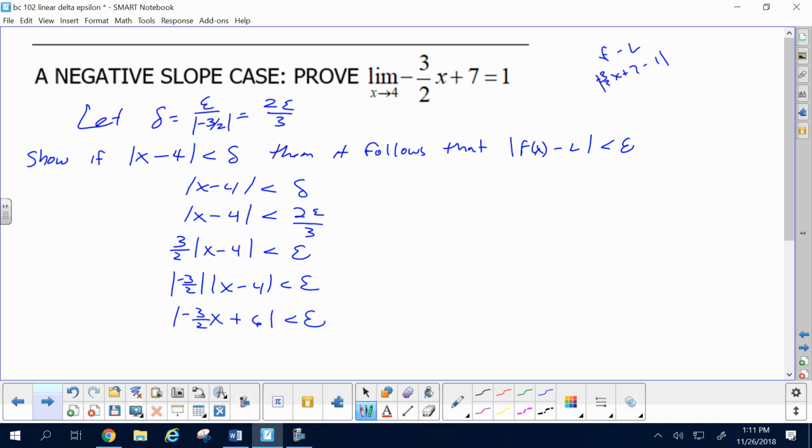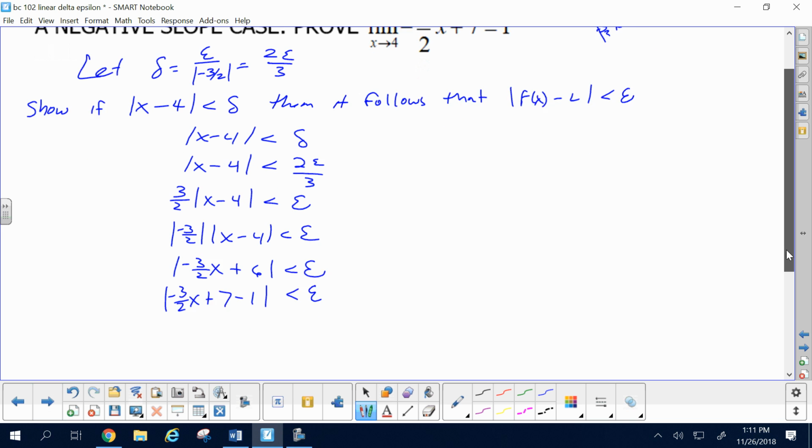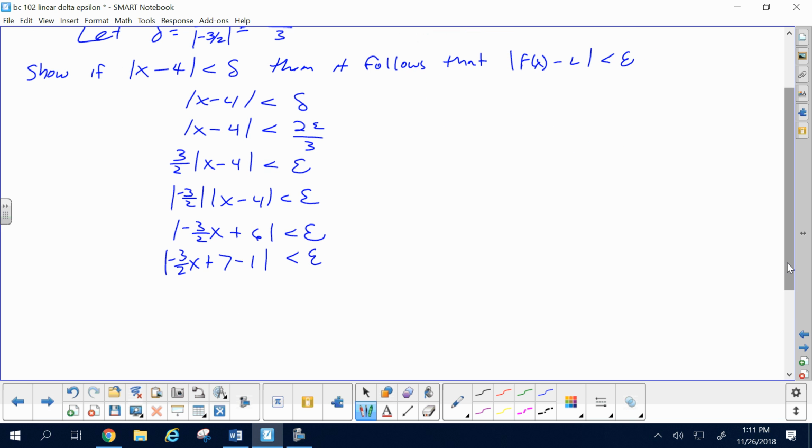Break the 6 up into plus 7 minus 1. Now we didn't break any math there. 6 is equal to 7 minus 1. Nobody's going to argue with this fact. But that serves the purpose of getting me my function. That's f of x, and that 1 is the limit. And that's what I was trying to show.